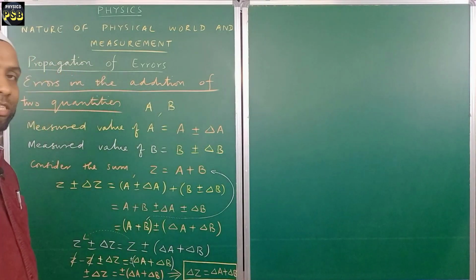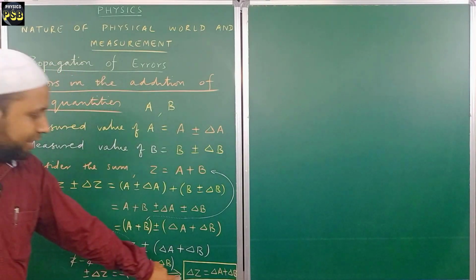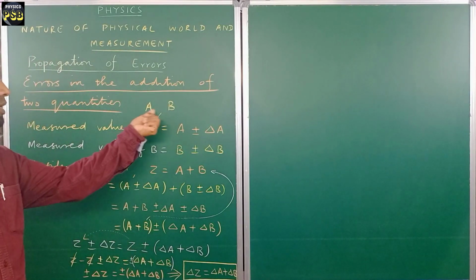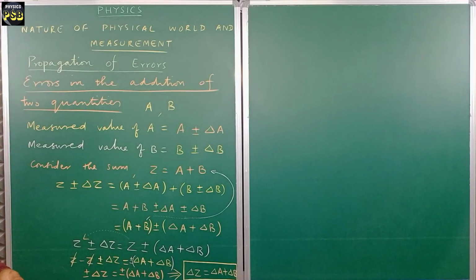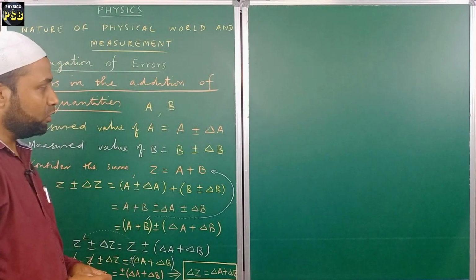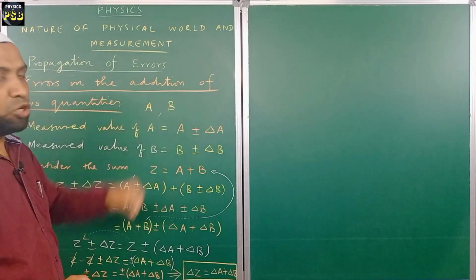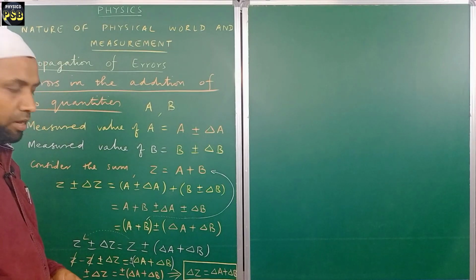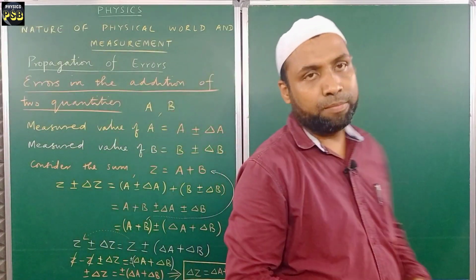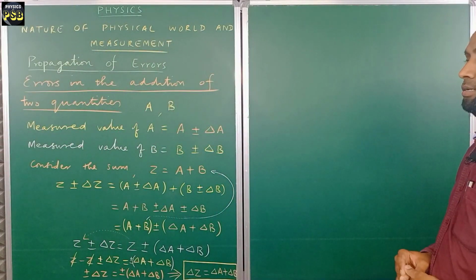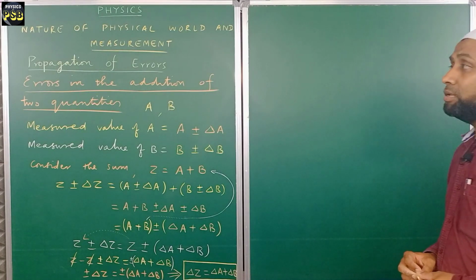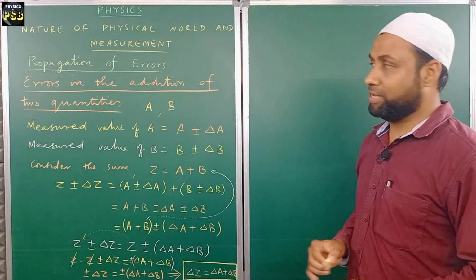Now this clearly shows that the maximum possible error that we obtain when two quantities are added up is equal to the sum of absolute errors in the measurement of these individual quantities. Clear? I hope you have understood. Now I will find out the total possible error in the subtraction of two quantities.